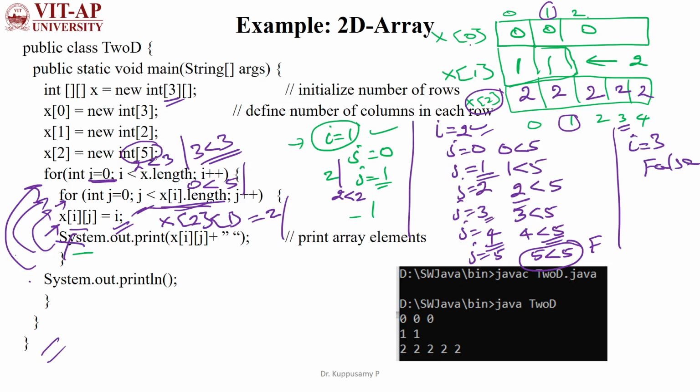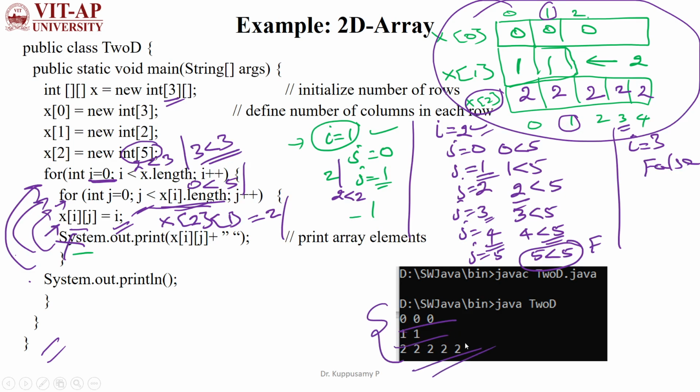So finally you see, this is the output we will get when executing this program for the two-dimensional array. So this is the output. You look at that: 3 zeros, 2 ones and 5 twos, as per this structure.